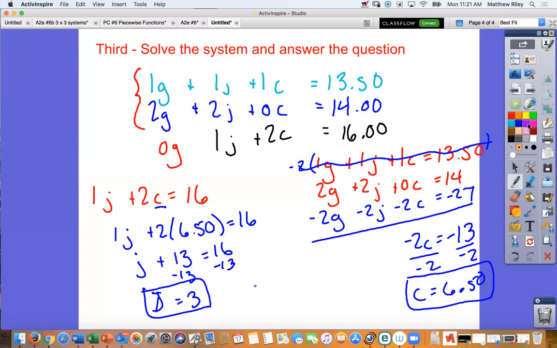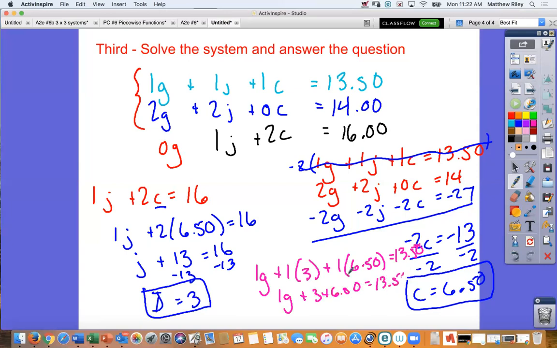1G plus 1J, which is 3, plus 1 pound of chocolate covered peanuts equals $13.50. So G plus 3 plus 6.50 equals $13.50. G plus 9.50 equals $13.50. Subtract 9.50, and G is $4. I'm sorry, $4, not $4.50.